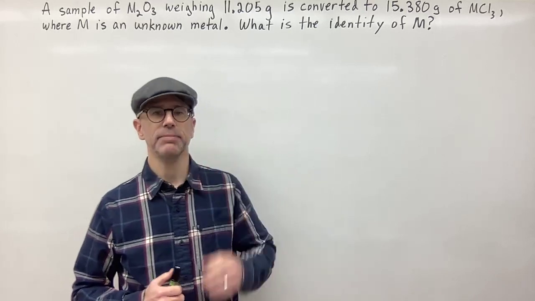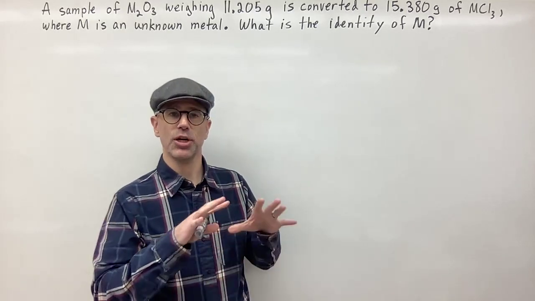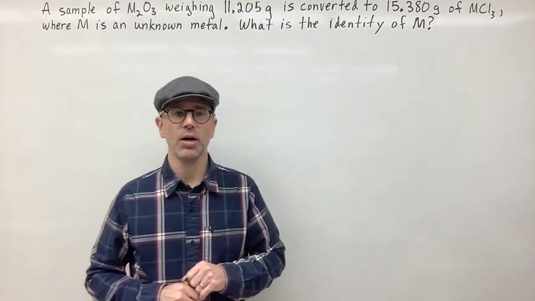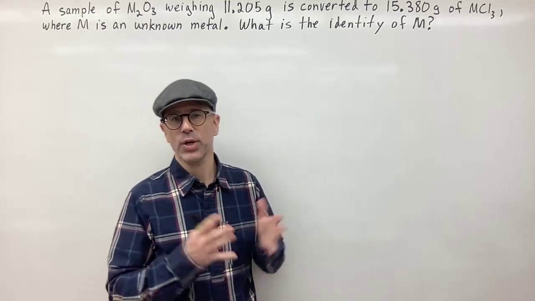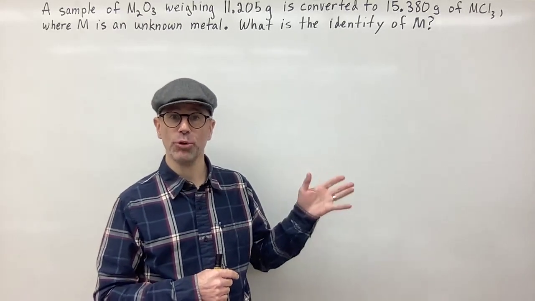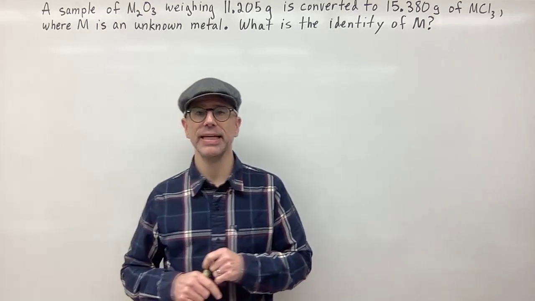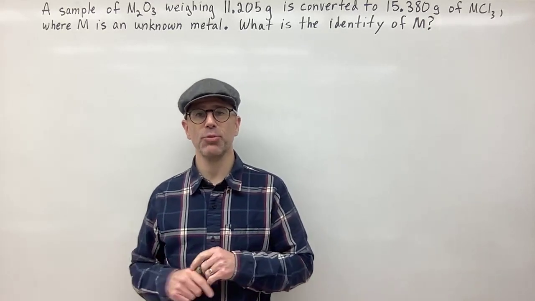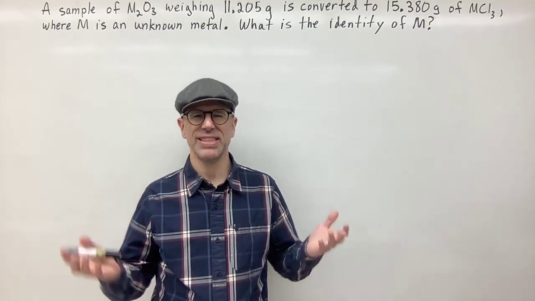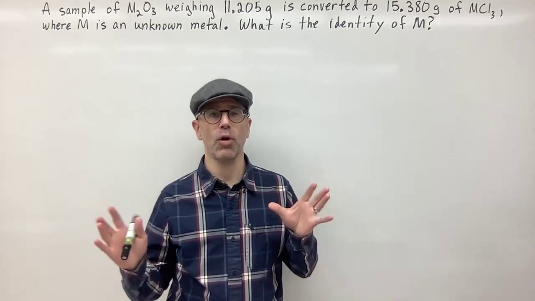So here's the thing. We know that we're given a certain mass of our unknown compound. Unknown in the sense that we don't know what the metal is, but we do have the formula M2O3, and we're told that it's converted completely into 15.380 grams of MCl3. Now, they don't give us any reaction. They don't tell us what the reaction is. They just give us the two formulas.